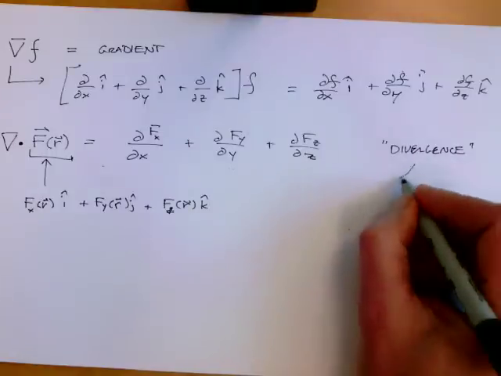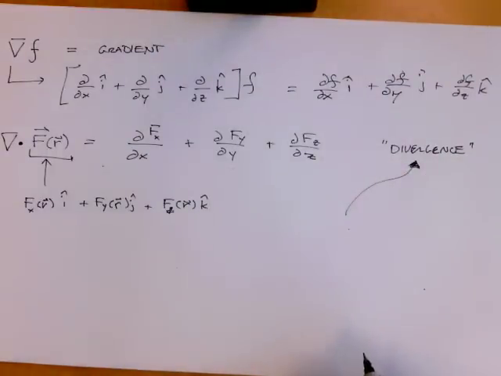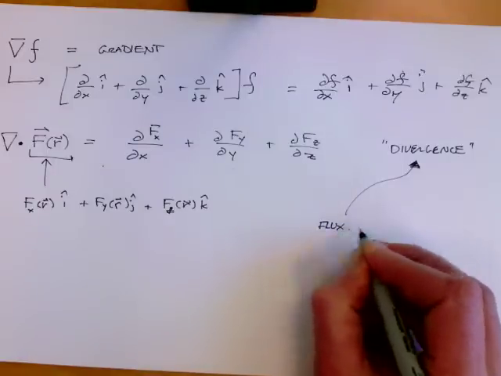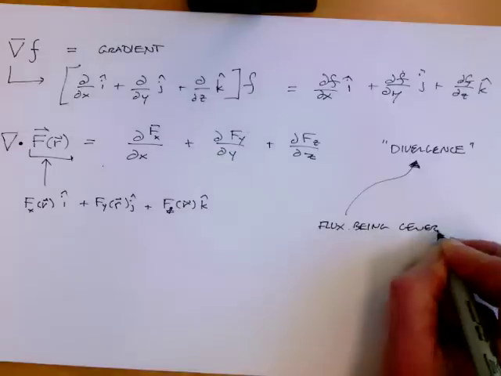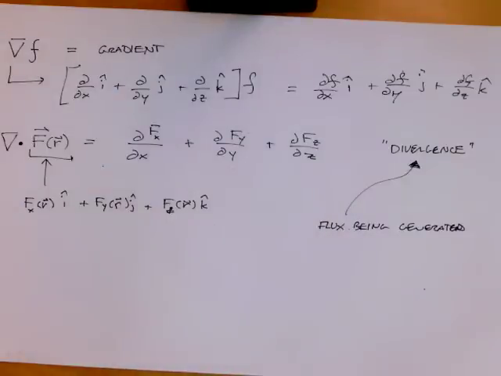And what it actually tells you is something about how much flux is being generated at a given point in the vector field. Why is that? Another way of thinking about it is that it tells you how much of a source I have at a given location.